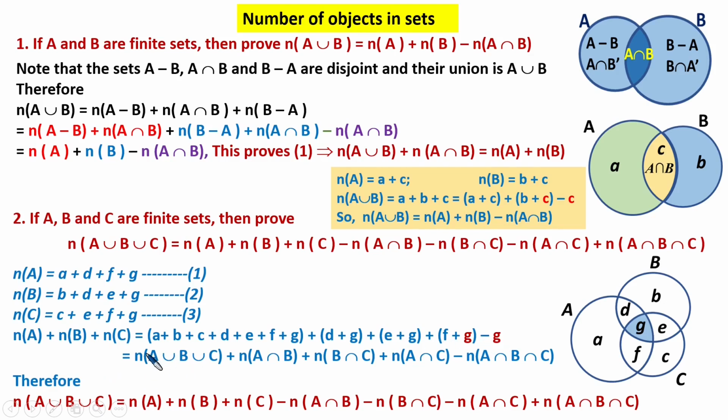So therefore I can write this A union B union C. I take all these steps to the left hand side, and I can get number of elements in A union B union C as A plus B plus C, number of elements in this, minus number of elements in the intersections. All this will go to the left hand side, so minus will become plus.